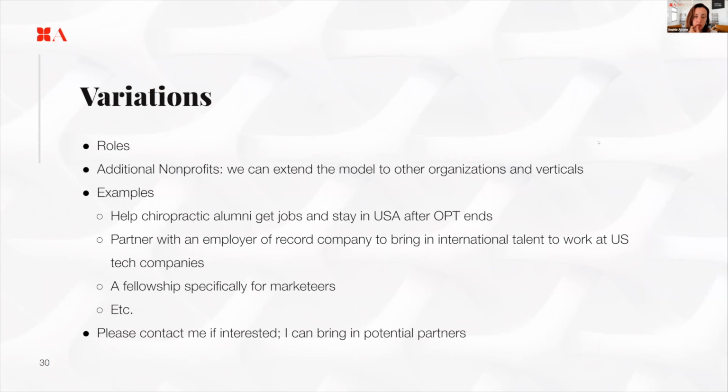And some of my brainstorming with Danielle that I'm super excited about is just expanding this model to other verticals, to specific organizations.